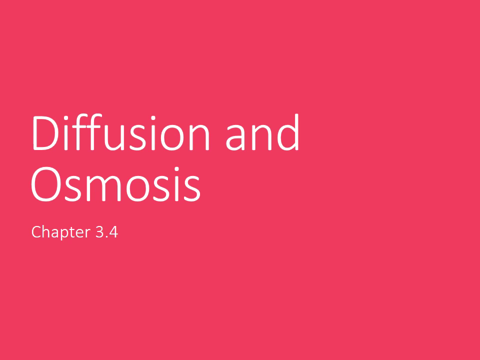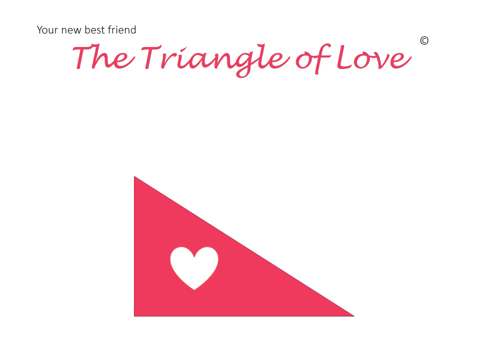Let's go ahead and talk about section 4 of your textbook. That's going to be diffusion and osmosis. And I'm going to introduce you to your very, very best friend. And that's called the Triangle of Love. I know, it's pretty much a work of art here. You can see there's a right triangle here, and there's a little heart inside. I want you to possibly consider getting this tattooed on you as well. It's probably the most important tool that's going to help you understand the rest of our entire conversation today.